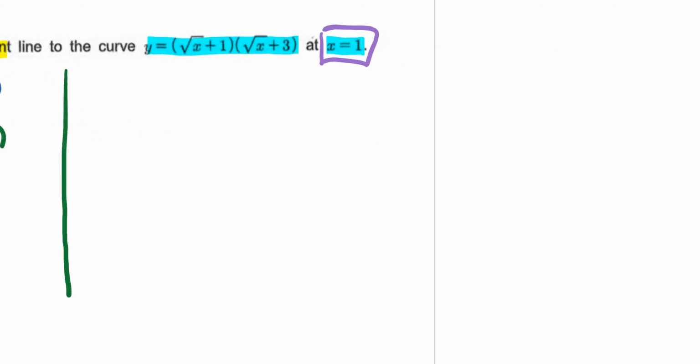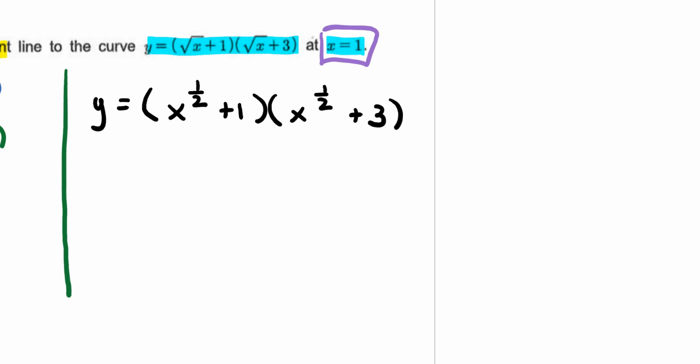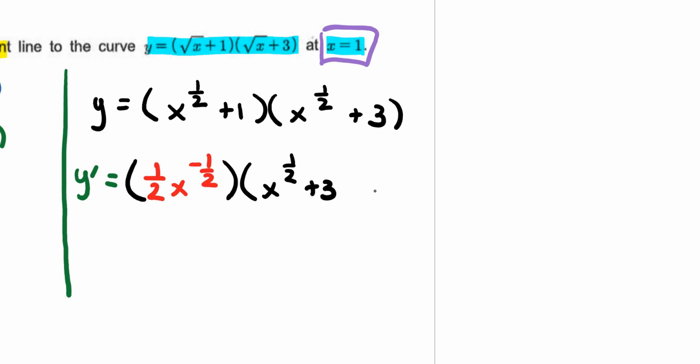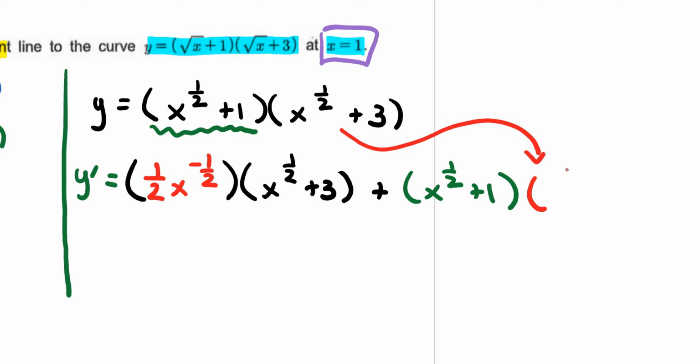Okay, so if I find the derivative right here, let's go ahead and rewrite this in terms of a power here. So this will be x to the power of 1/2 plus 1 bracket x to the power of 1/2 plus 3. Okay, and after that, let's find the derivative here. So using the power rule, this will be 1/2 x to the negative 1/2 times the second term, which is x to the power of 1/2 plus 3, plus the first term here, which is going to be x to the power of 1/2 plus 1. And then we take the derivative of the second term over here to complete the product rule, which will be 1/2 x to the power of negative 1/2.